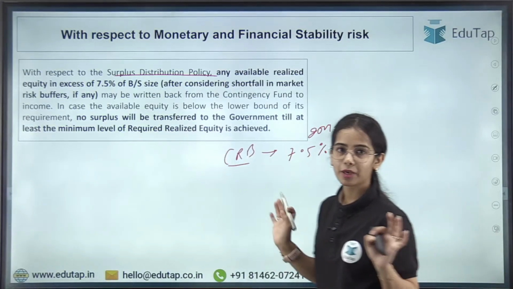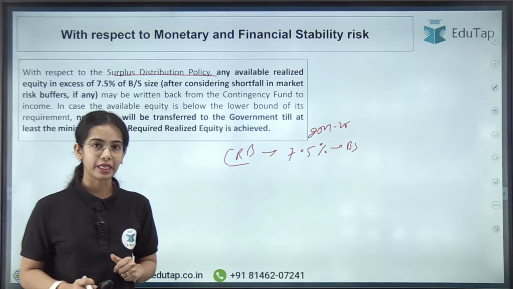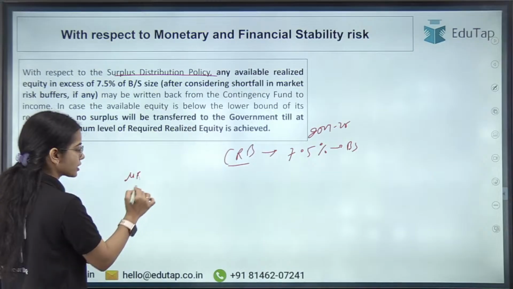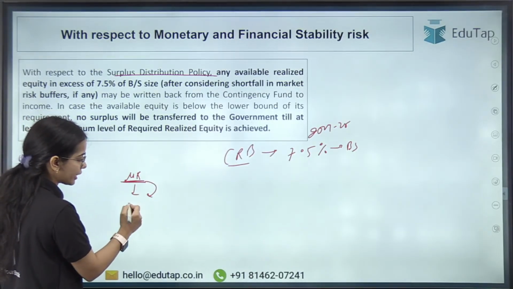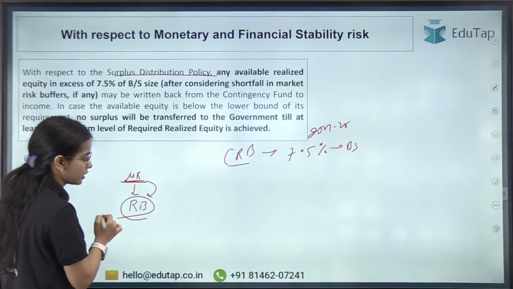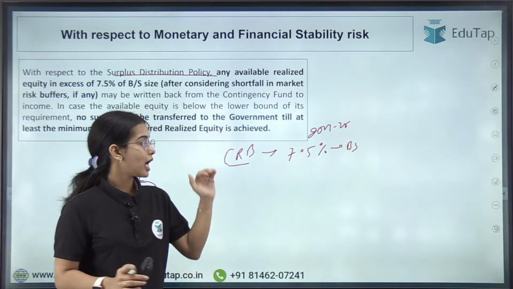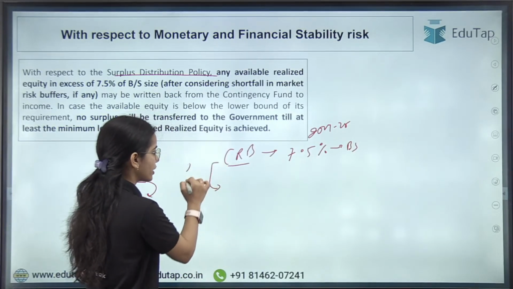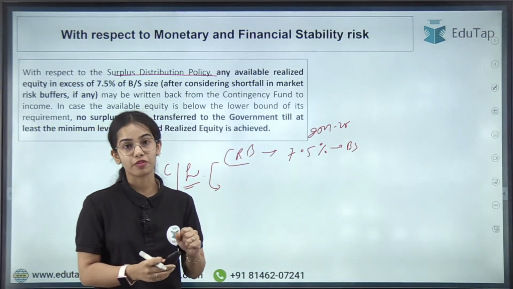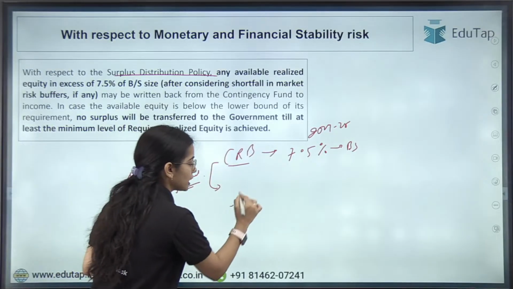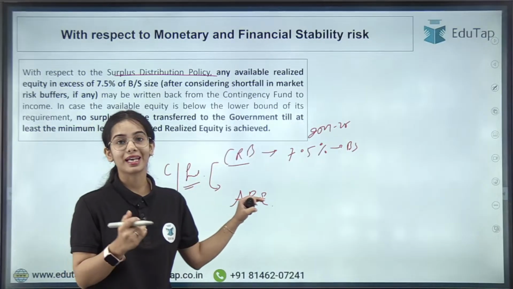Correct? This is what the RBI has decided. Now, from where will the buffers be maintained? For the market risk, the buffers are maintained in the form of revaluation balances. But for the contingent risk buffers, from where is the capital going to come? This is going to come from the available realized equity.